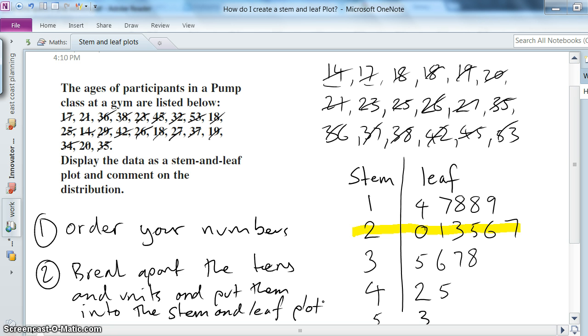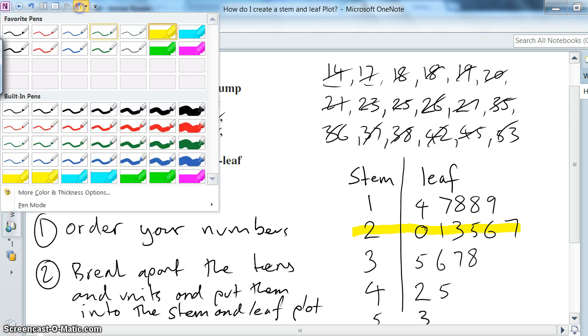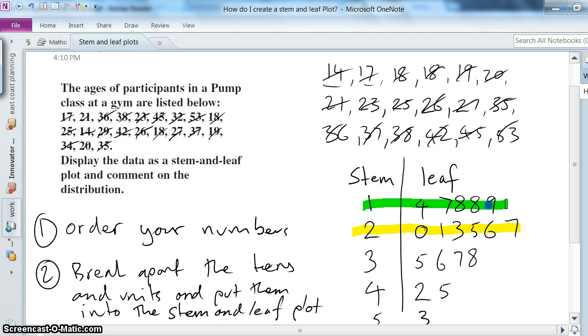Okay, so let's have a comment on the distribution of this data. Well, as I said before, most people who did this pump class were in the age range of 20 through to 30. You can see that the bulk of people ranged from their teens through to the 30s, with three people above 40. So it shows us a bit about the shape and distribution of that data.